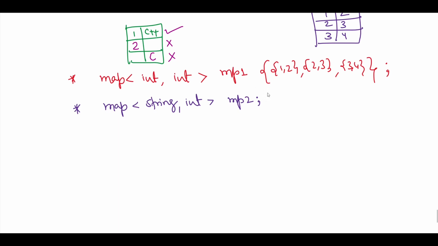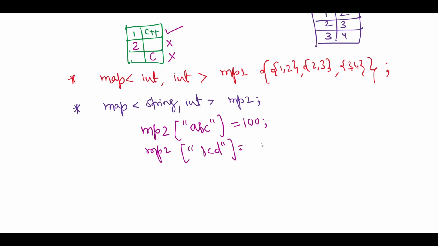Then you are not initializing it here, right? Like you initialize mp1, but you can provide some values to this map. And how is that possible? So you can do mp2 then string abc, and if you want to assign some value like 100, you can do like this: mp2 then some other key which is bcd and then 200. So this will be a map like this: abc 100 and bcd 200.